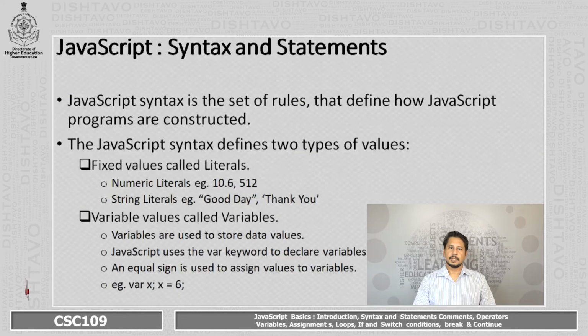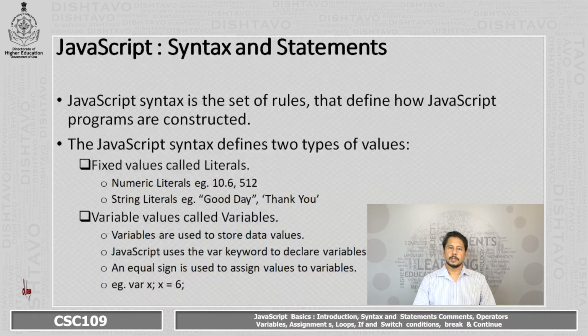JavaScript syntax is the set of rules that define how JavaScript programs are constructed. JavaScript syntax defines two types of values, literals and variables. Literals are fixed values. We could have literals of numeric form, that is numbers with or without decimal points, or we could have string literals. Strings in JavaScript represent a sequence of characters enclosed in either single or double quotes.